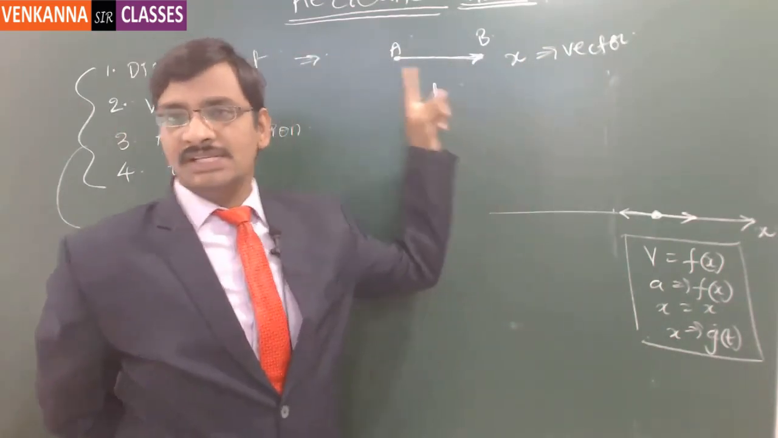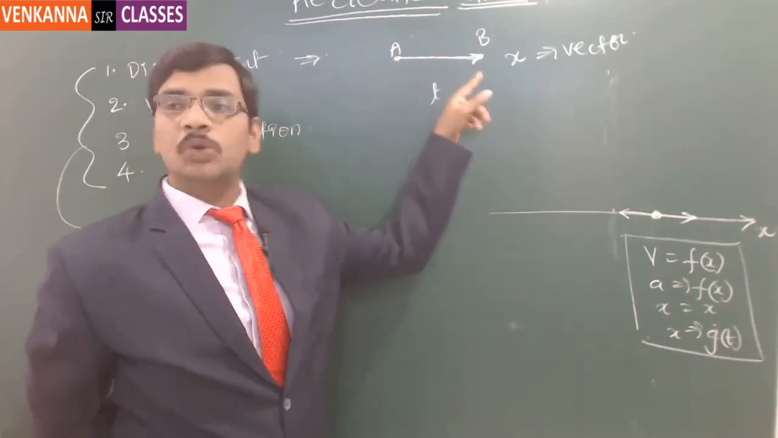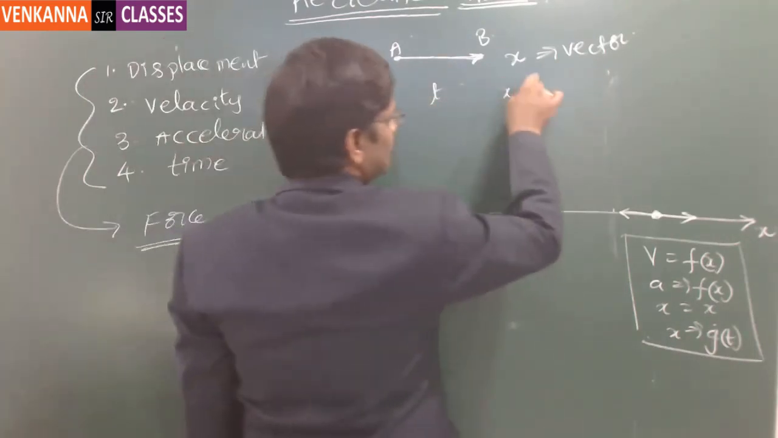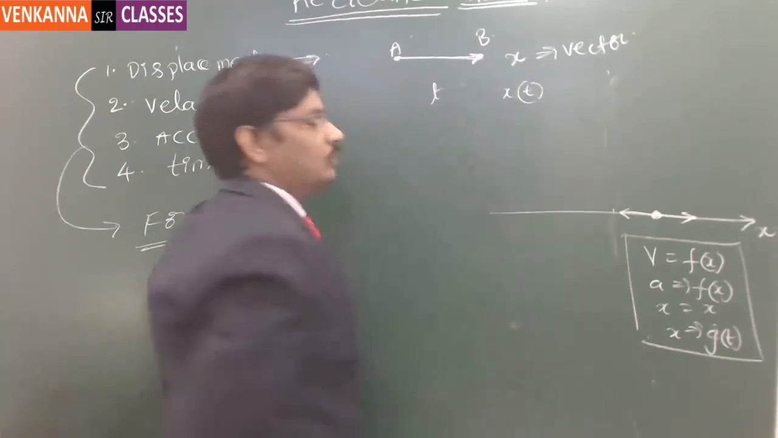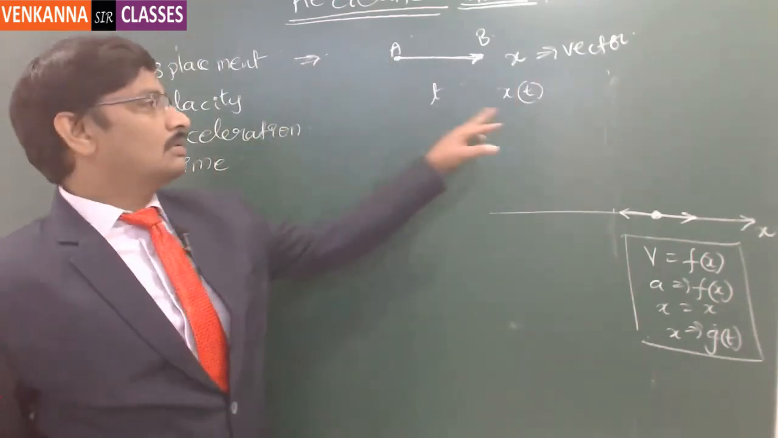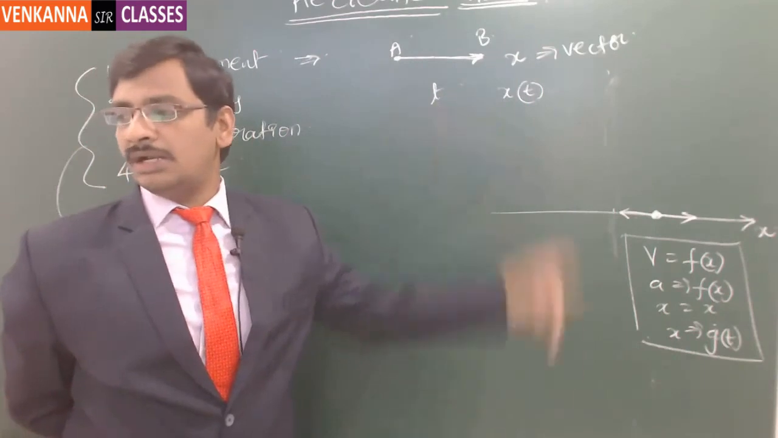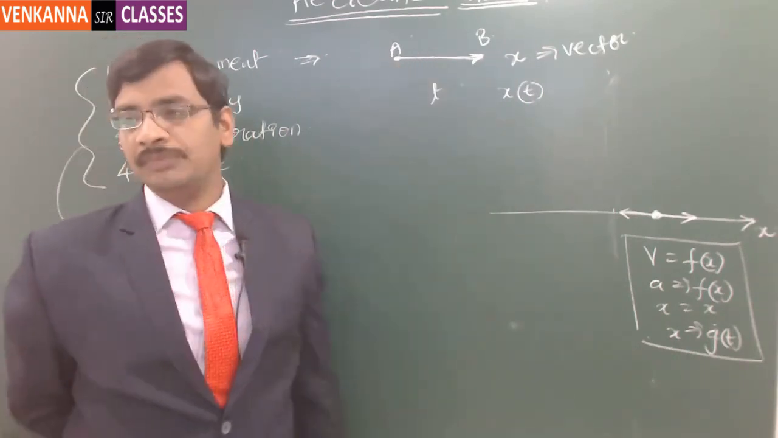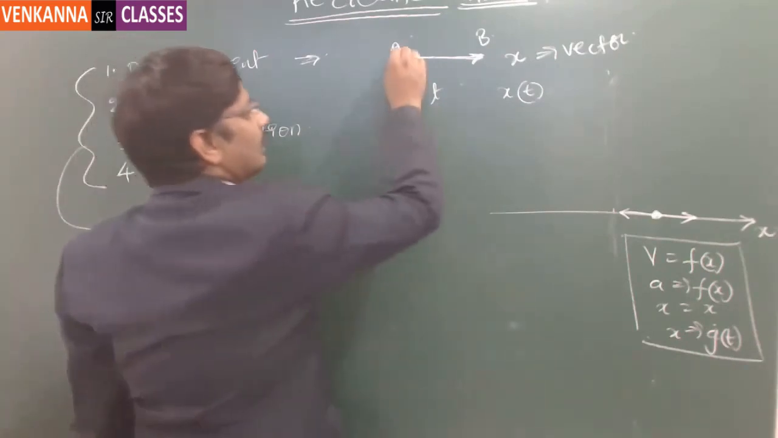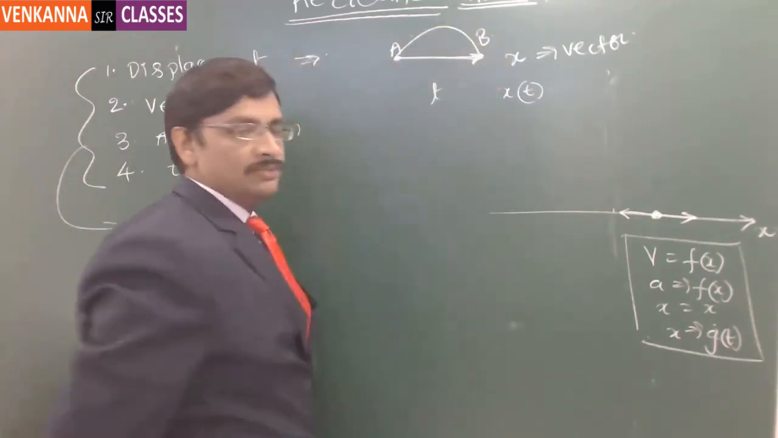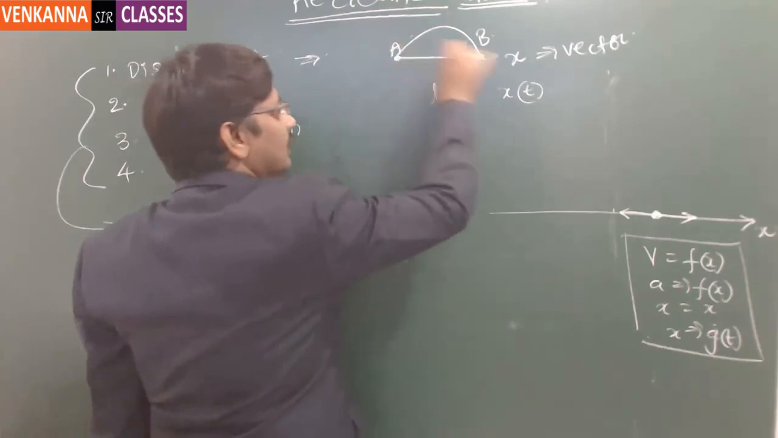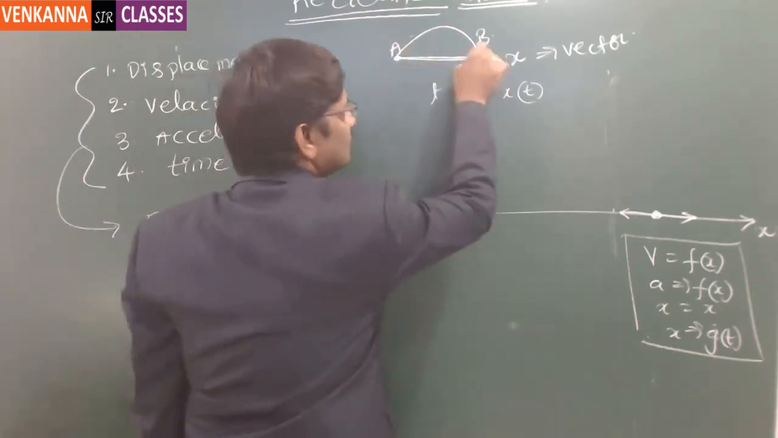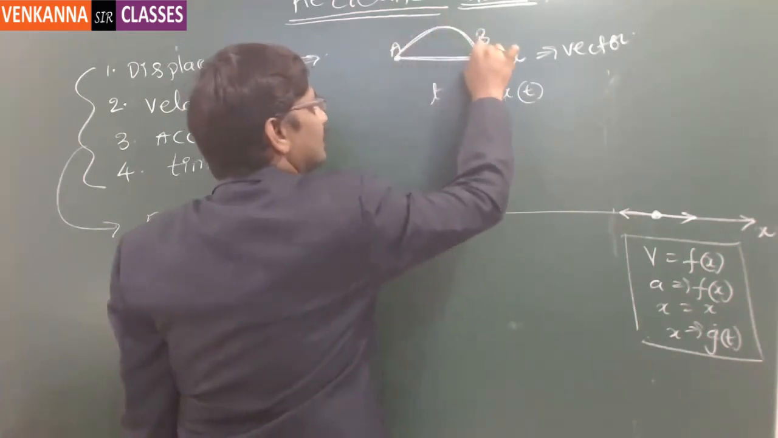Now this displacement x happened from point A to point B within a time of t. That means x should be a function of time. So x and t are interrelated with respect to the displacement from point A to point B. Here the car can travel in this direction also, but from point A to point B we treat that as the displacement, while this other path is what we call the distance.